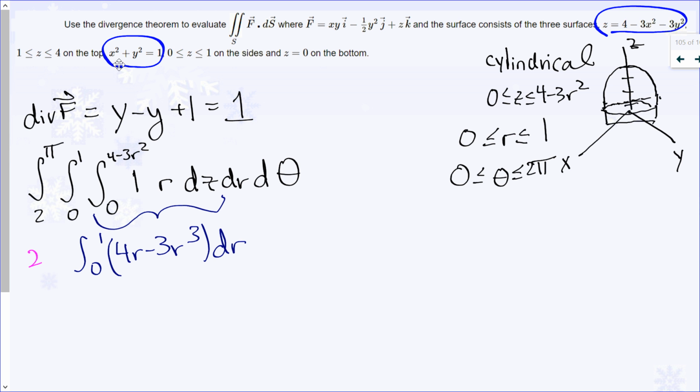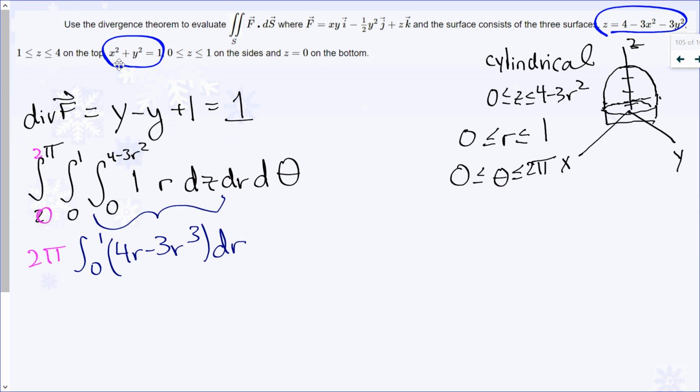And then I'm just going to take out the 2 pi. Oh, those must be wrong. 0 to 2 pi. Let me fix that. 0 to 2 pi. So I did the d theta already. There's no thetas, so that integral I just pulled out. I did the inner integral. That's just rz, evaluated at 4 minus 3r squared, and got 4r minus 3r cubed.